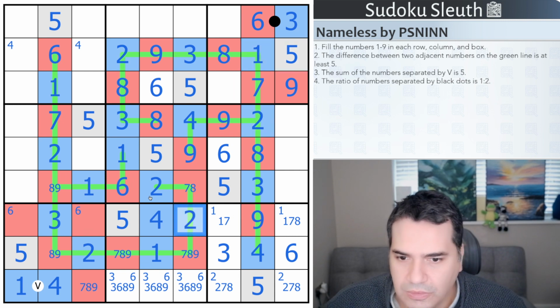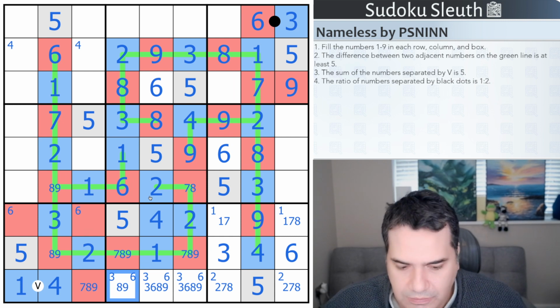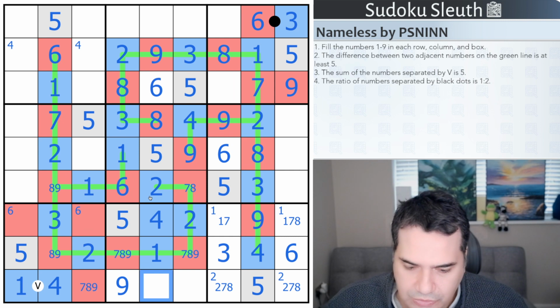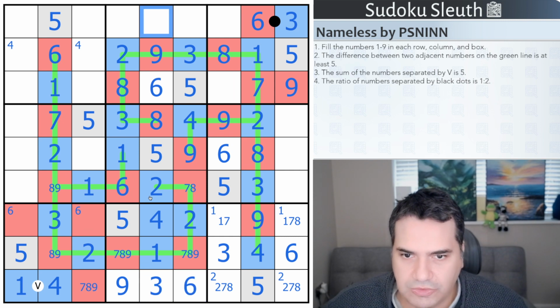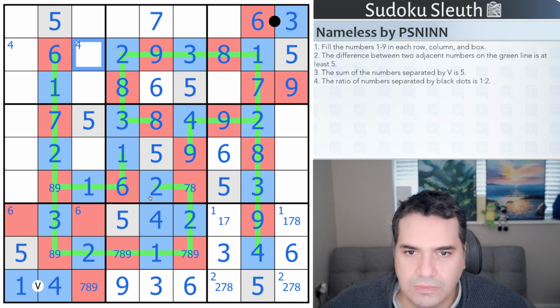1, 2. Early celebration, maybe a bit too early. That's a 9. This is a 3-6 pair. In fact, I know the order. That's not a 6. That's the 6. That's the 3. That's the 7, I'm going to say. This is a 4-7 combo.